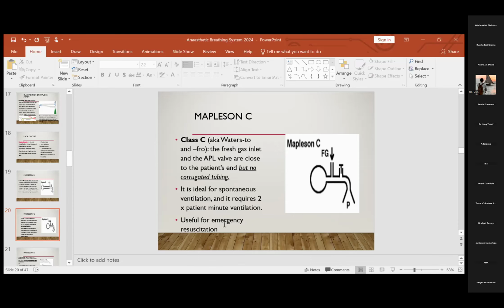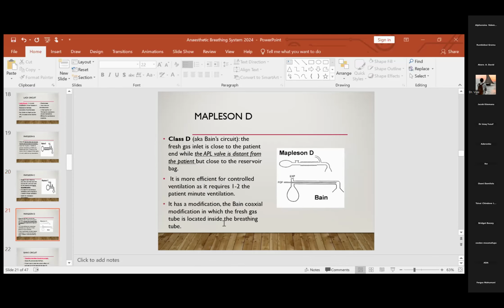Useful for emergency resuscitation. Yes, let's go to the darling of the Mapleson system, the Bain circuit. All right, the D. The important thing here is that the APL valve is distant from the patient. This is the APL valve here. The patient end is here. So the APL valve in D is distant from the patient but close to the reservoir. This is how I teach the medical students for you to remember.